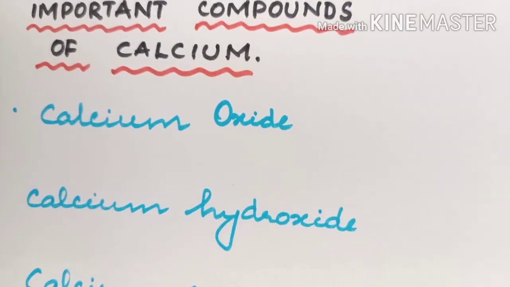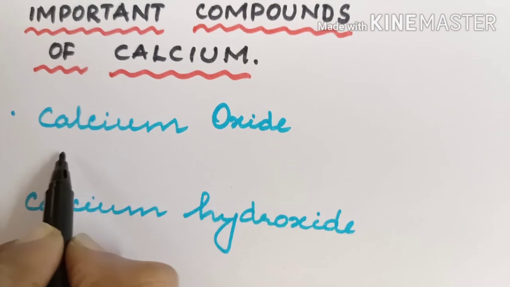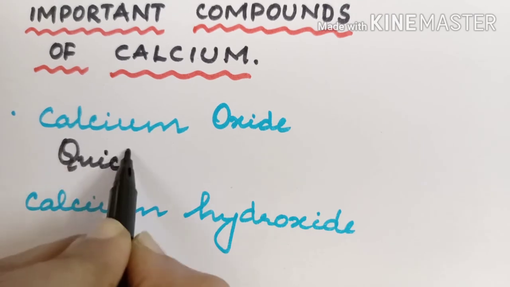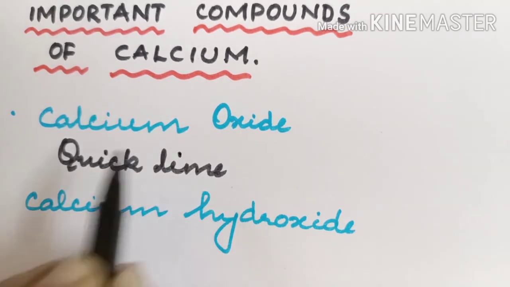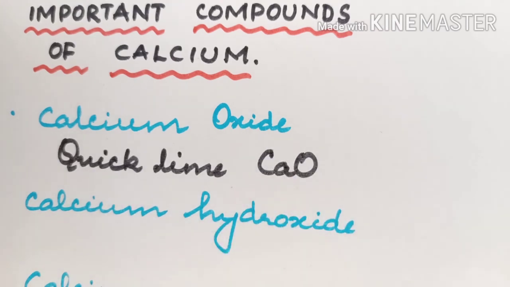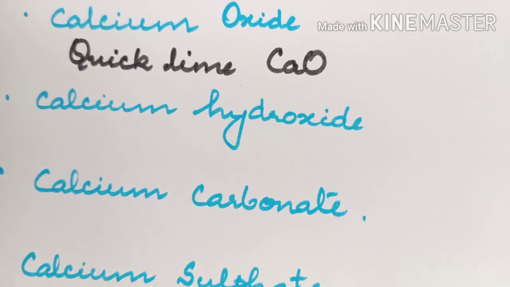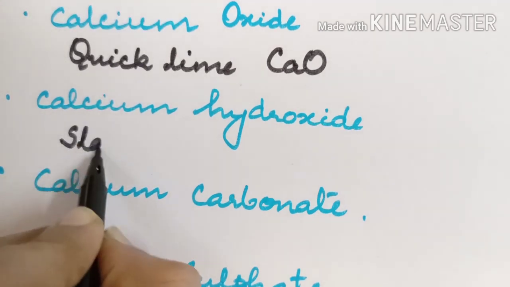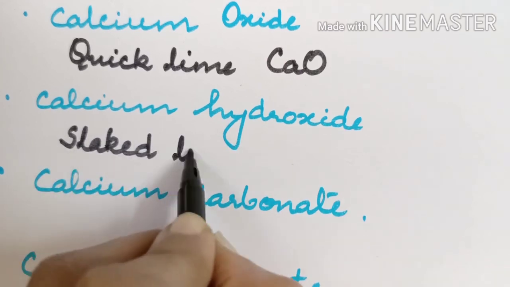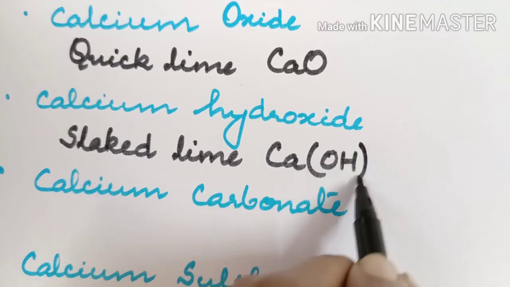First, calcium oxide. We'll decide what will be the common name for it. Calcium oxide is otherwise known as quicklime. Its chemical formula is CaO. Coming to the next compound, calcium hydroxide. Calcium hydroxide is commonly known as slaked lime and it has the formula Ca(OH)2.